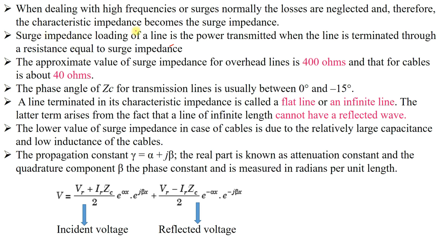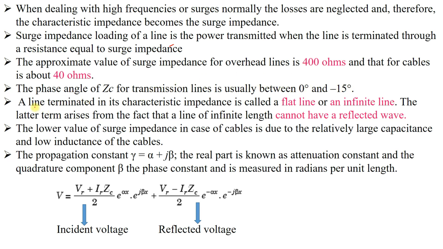And the surge impedance loading of a line is the power transmitted when the line is terminated through a resistance equal to the surge impedance. The approximate value of the surge impedance for the overhead line is 400 ohms and that of the cable is approximately 40 ohms. The phase angle of Zc for the transmission line is usually between 0 degrees and minus 50 degrees.